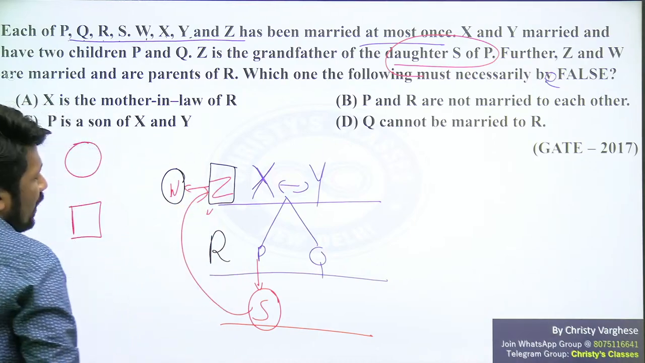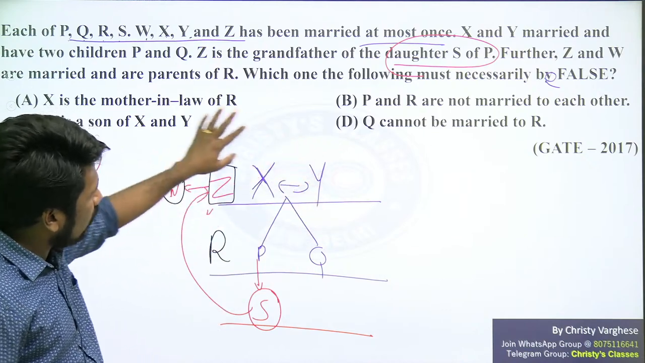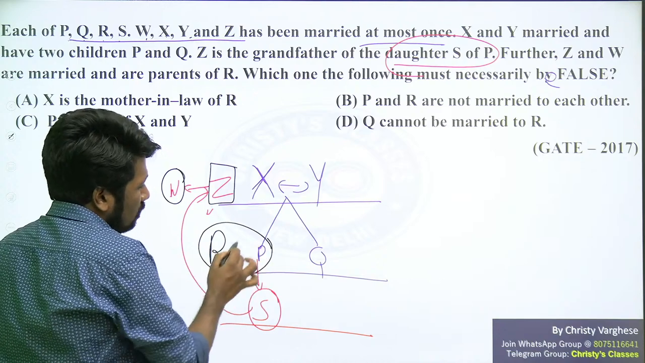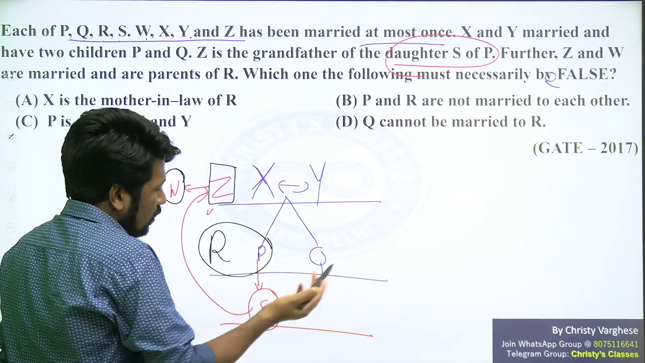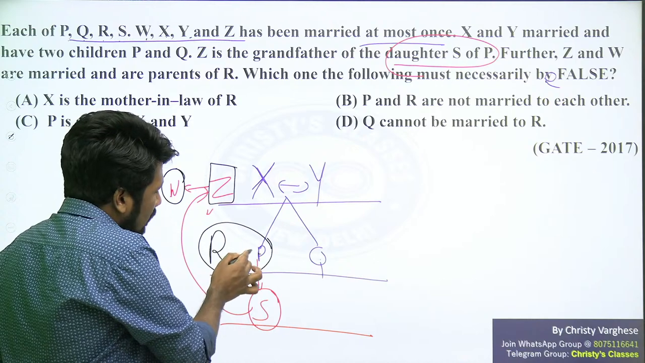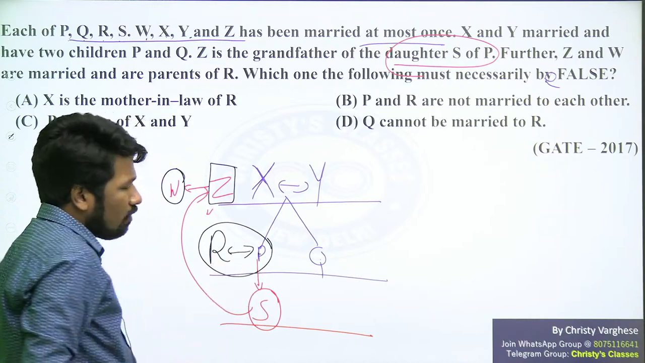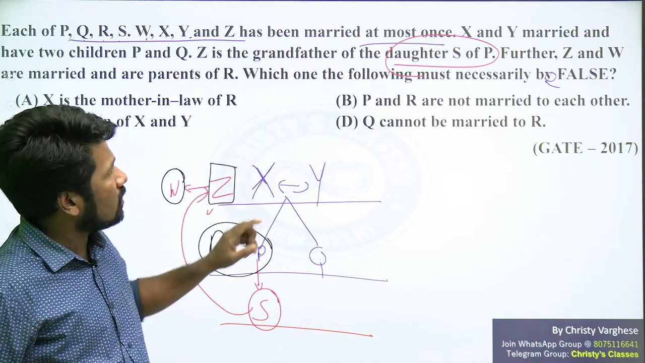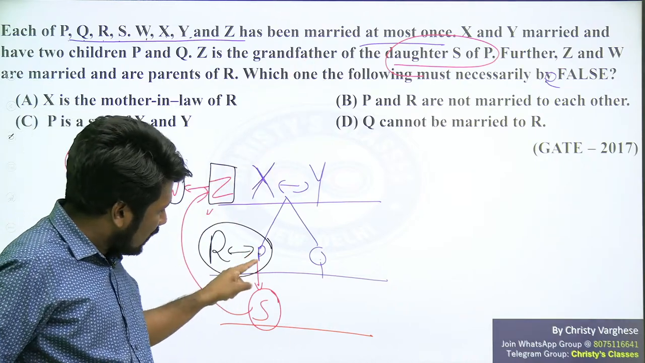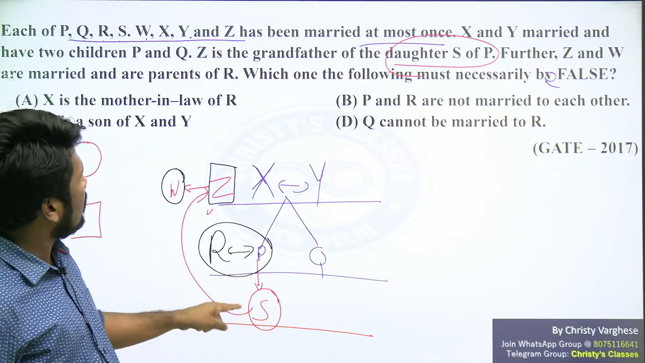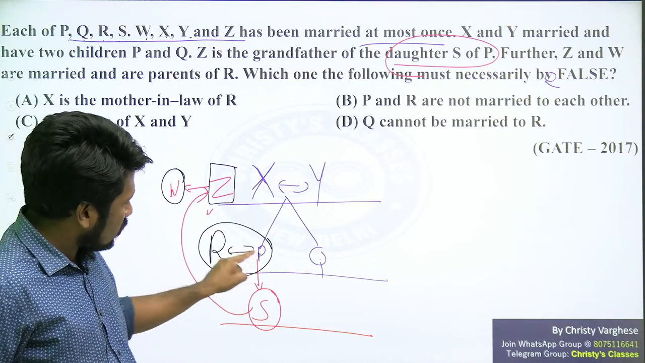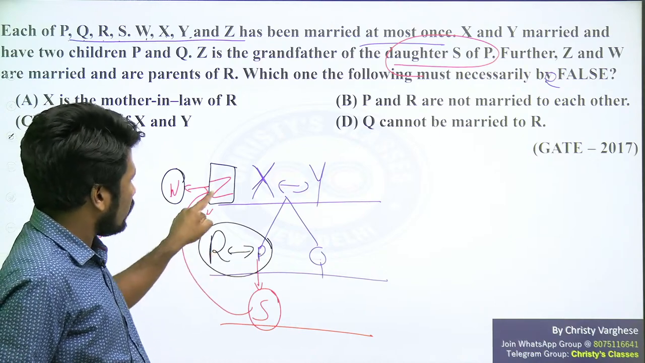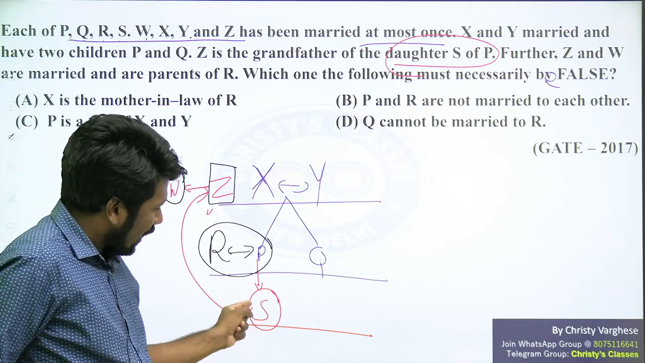Z and W are parents of R means, as there is no one else present in this list, P should be married to R, because Q is the sibling of P and cannot be married. So the only person P can be married to is R. Why is it necessary that P is married? Because the question says everyone is married at most once, and also P's child is S. P's child is S. So for that, P should be married to a person, and the only person P can be married to is R. So that Z's granddaughter S is also satisfied.